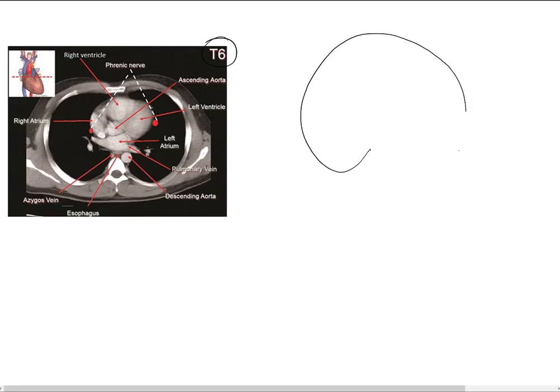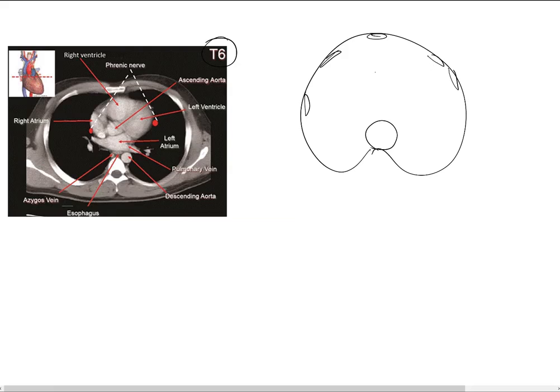So look at this. I can just draw this T6 image. And onto that, you can see then we can draw in the chest wall. There's my sternum. And then these are the angles of the ribs. Into this, we can add our vertebral body. And then we can add in the heart.